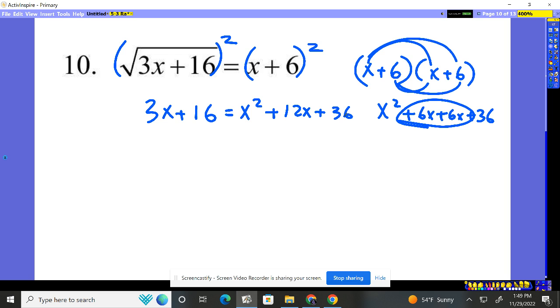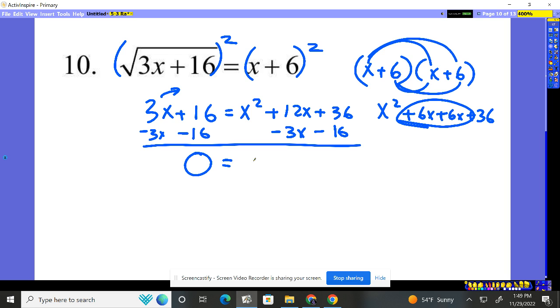At this point, I've got to realize, hey, I'm going to have to get everybody over to the right-hand side and get it set equal to 0, and then factor. So I'm going to move this 3x over by subtracting 3x. Subtracting 3x. We'll do it all in one step. Subtract 16, subtract 16. Gives you the big 0, as I just said.